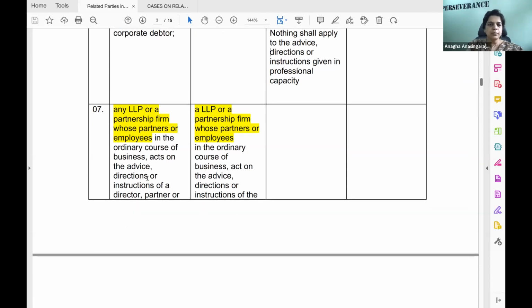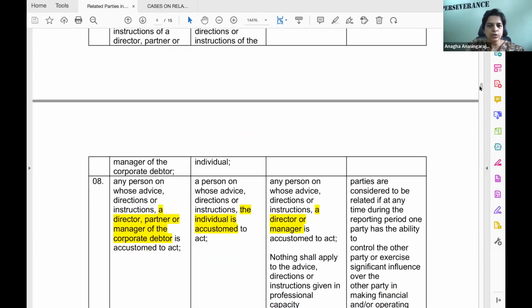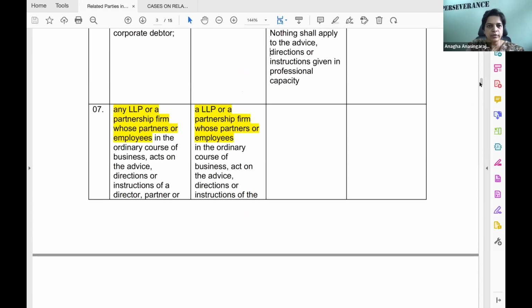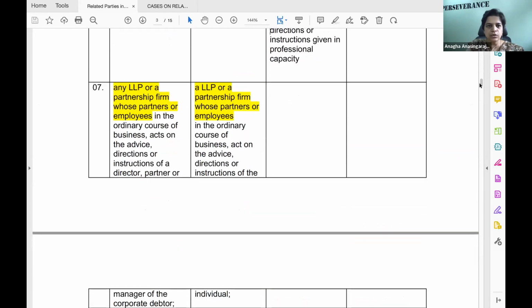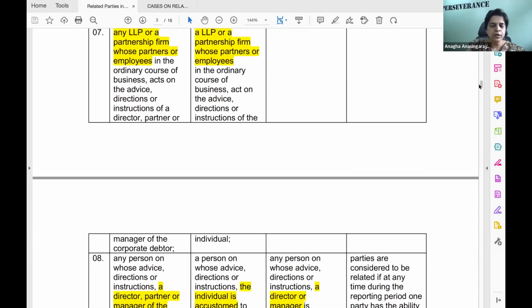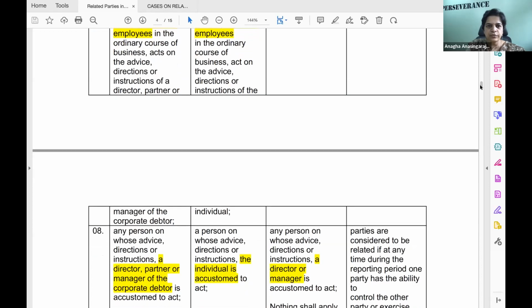Right. So the point number 7, any LLP or partnership firm whose partners or employees in the ordinary course of business acts on the advice, directions or instructions of a director, partner or manager of the CD. So here again, something similar to what we saw for the body corporate. This talks about LLP or a partnership firm whose partners or employees are acting on the instructions of the CD. So anybody from the CD is giving those instructions, and then it becomes simple to show that these people are acting on the instructions of the CD.